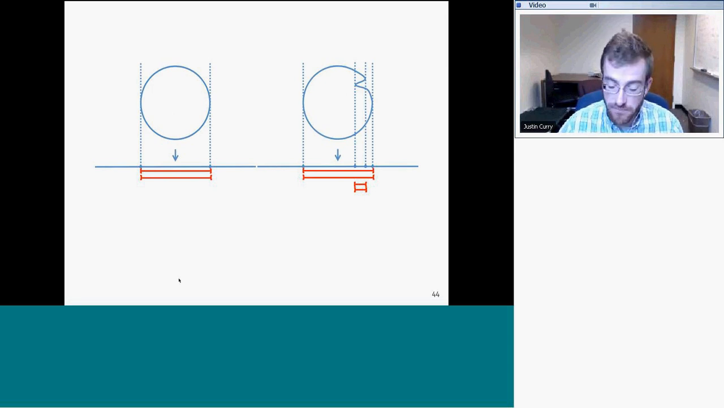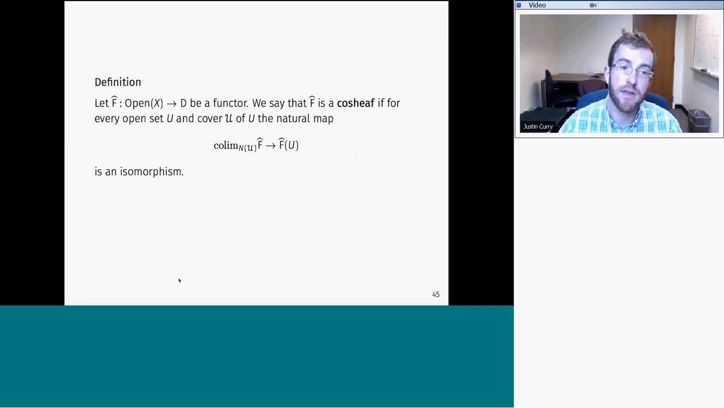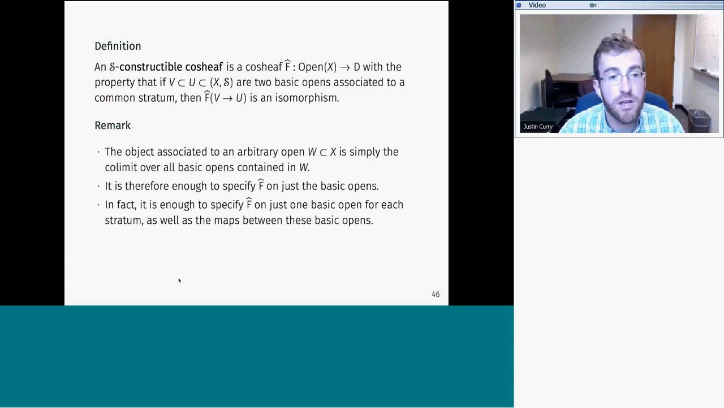This is the constructible cosheaf. So it's a covariant functor from the open set category to D, and gluing, which is expressible via colimits. Now, for constructible cosheaves, and this is really where Amit had a very nice insight: if I have a cosheaf and I look at two of these basic opens, one inside the other, then I ask that the map induced by that inclusion be an isomorphism. That's going to be my constructibility condition. By specifying the cosheaf on basic opens, we can get what the cosheaf should be on all open sets, simply by taking colimits and things of this sort.